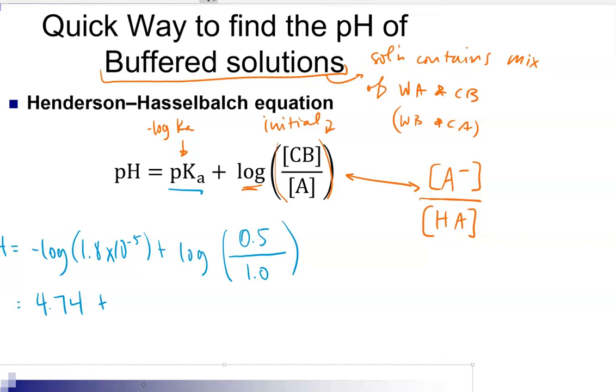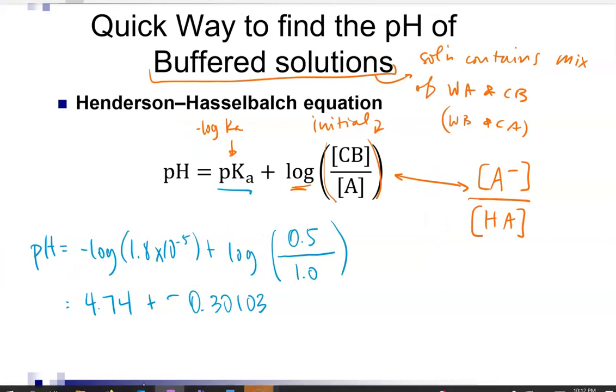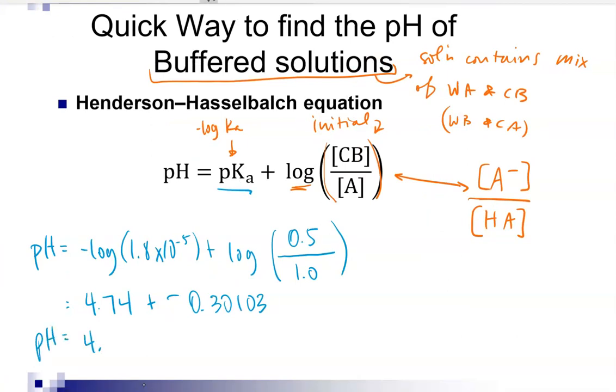I got negative 0.30103, we can call it. And so when we combine that with 4.74, what do you get? I got 4.44. So let's think about that pH for a second.